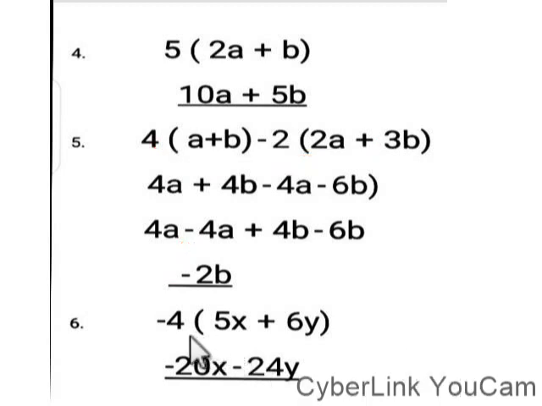Then number 6. What we have attached to the bracket is minus 4. So minus 4, we open the brackets. Minus 4 will times 5x, and minus 4 will equally times plus 6y. So minus 4 times 5x will give us minus 20x. Minus 4 times plus 6y: remember that minus times plus will give us minus, right? So minus 4 times plus 6y will give us minus 24y. And that is the solution to that particular one.